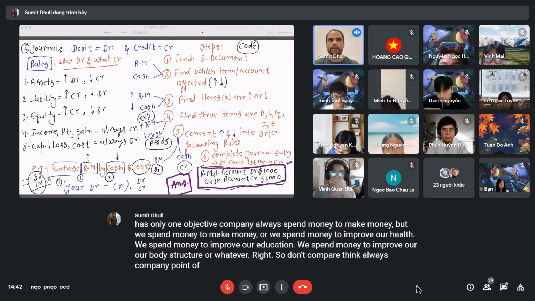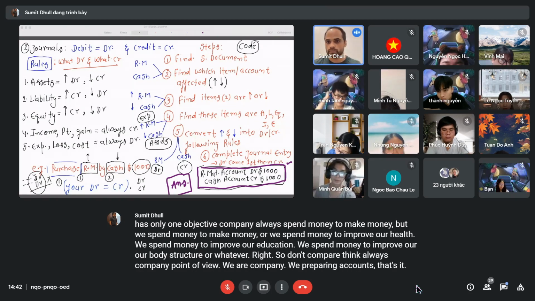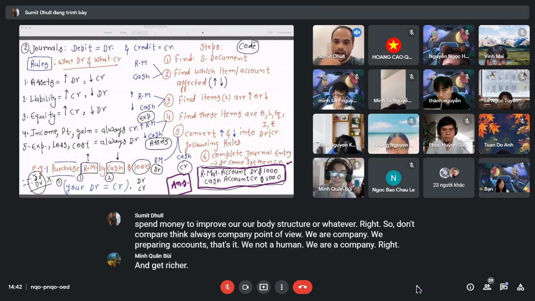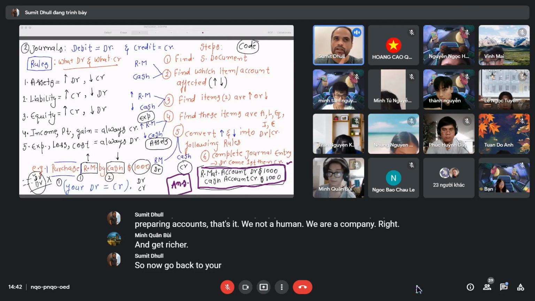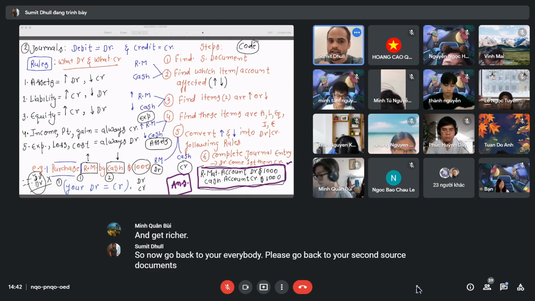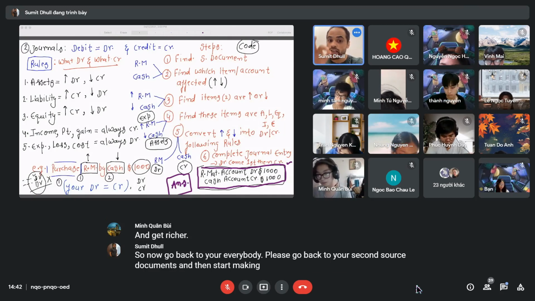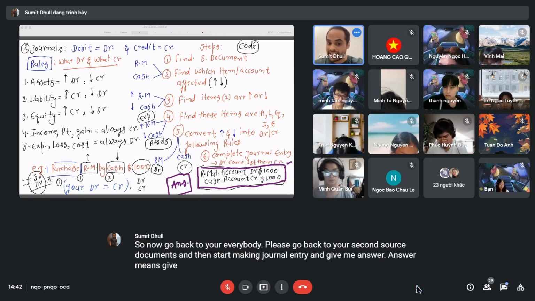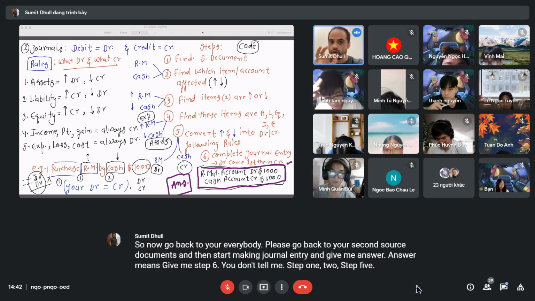We are a company, we are preparing accounts. We are not human. Thank you, teacher. So now everybody please go back to your second source documents, start making the journal entry and give me the answer. Answer means give me step 6. Don't tell me step 1 to step 5. Just keep doing one by one.